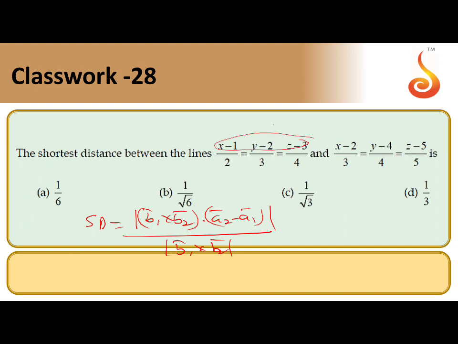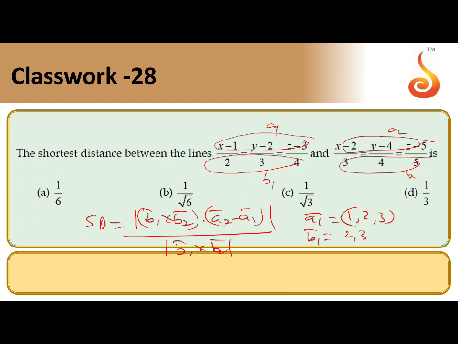Here you will get A1, this is B1. Here you will get A2, this will give B2. So A1 is a point on the line (1, 2, 3). B1 is the DRs of the line (2, 3, 4). Next A2 is (2, 4, 5) and B2 is (3, 4, 5). This is the given data. So now what is our job? Calculate B1 cross B2, calculate A2 minus A1, and substitute in the formula to get the answer.